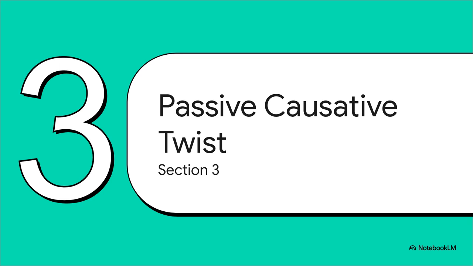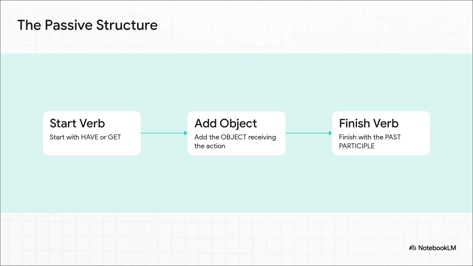Okay, you've got the active forms down. Now it's time to level up your English with a really common, really useful structure called the passive causative. This is where you're going to start sounding incredibly natural. And you know what? The formula for this is so simple. It's just 3 easy steps.